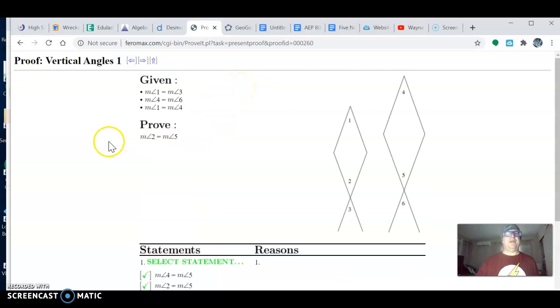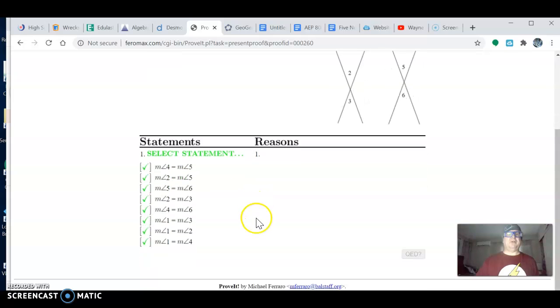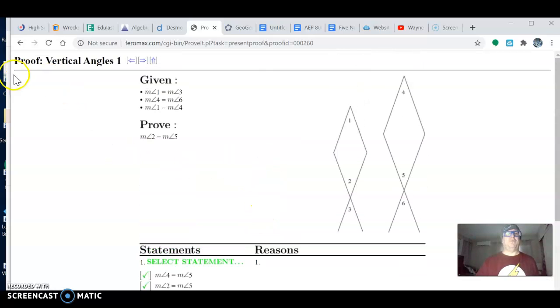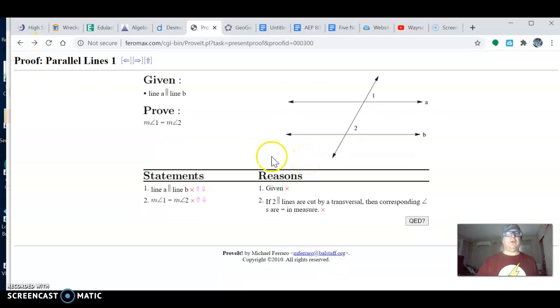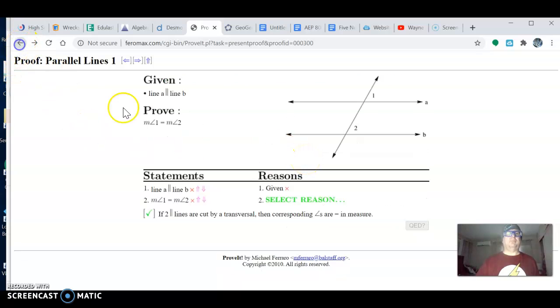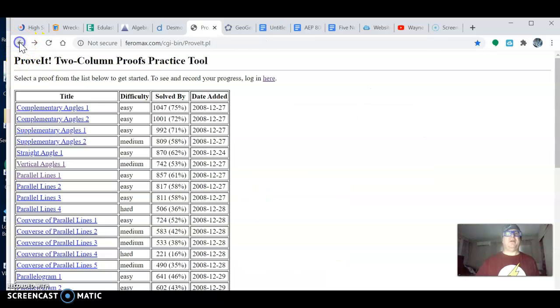Okay, so here's one. You're given angle 1 congruent to angle 3, angle 4 congruent to angle 6. So 1 to 3, 4 to 6, prove 2 to 5. Here are your statements and reasons, and you can go for it. I'm not going to actually do that one. Let's just go back to the site here.